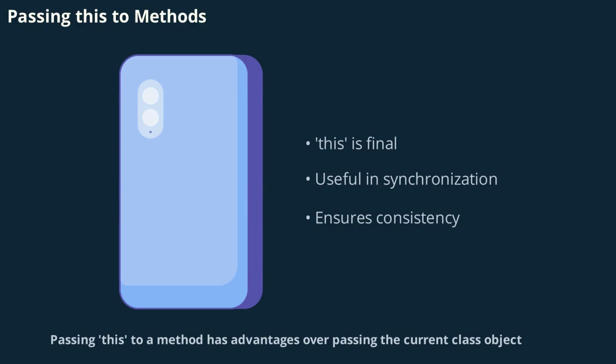Passing this to a method has advantages over passing the current class object. This is a final variable and cannot be reassigned, ensuring consistency. It can also be used in synchronized blocks, making it useful for thread-safe operations.